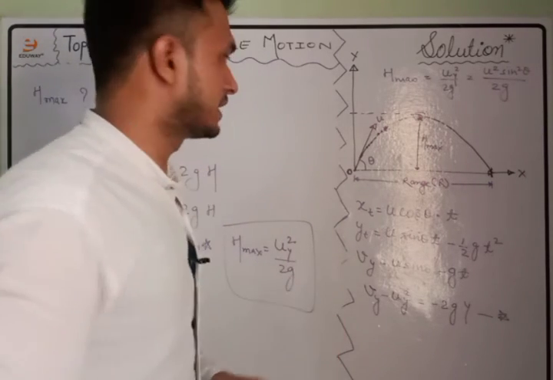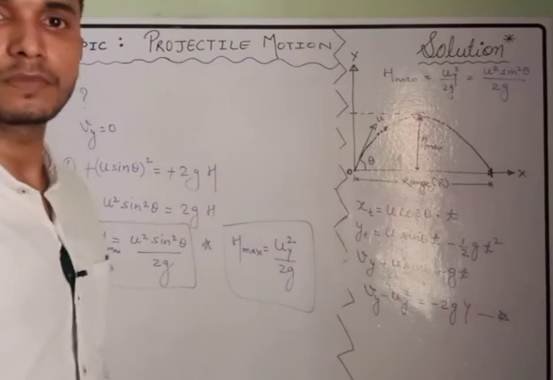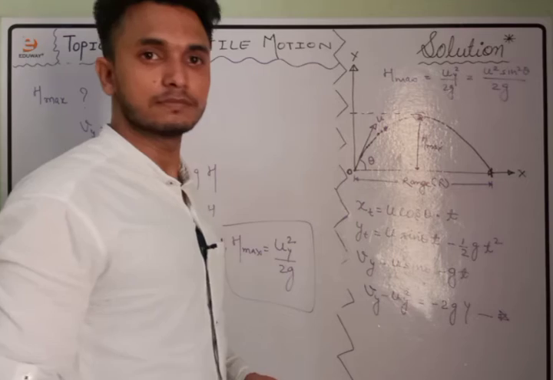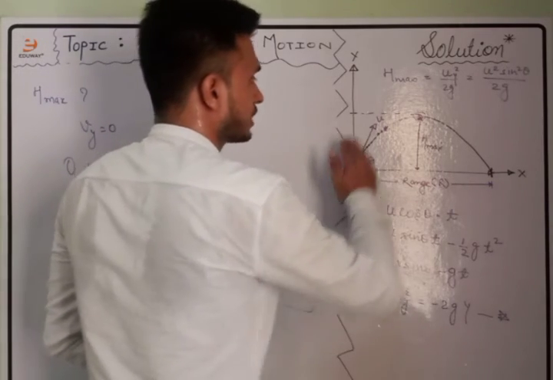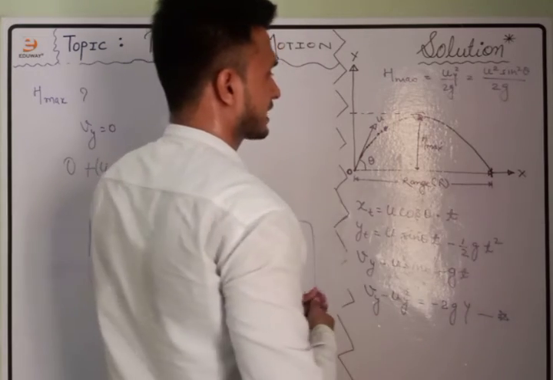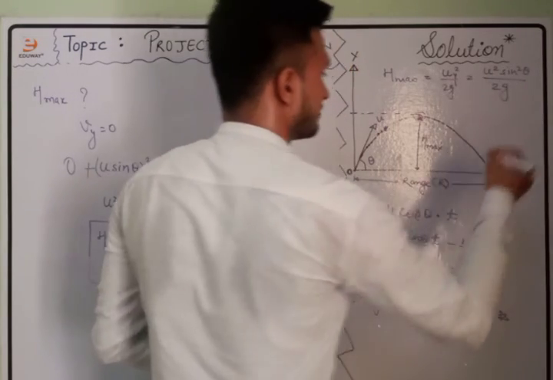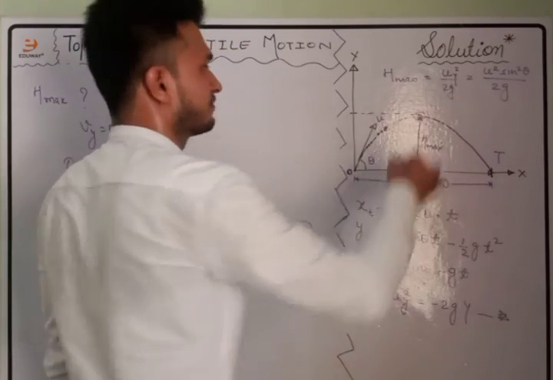The concept is very simple. Let us say when the object is at maximum height, then what will be the time? By observation you can see that the total time for the projectile to reach here, let us say this is capital T, the time of flight. Then at half of the time, within half of the time, the object will reach here.